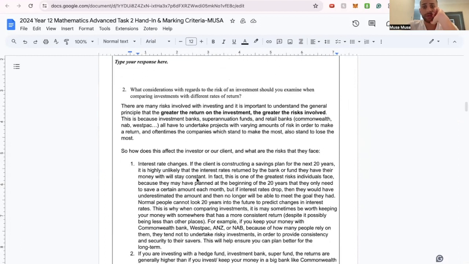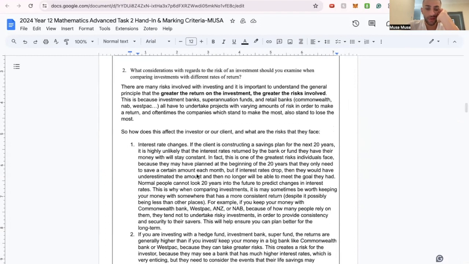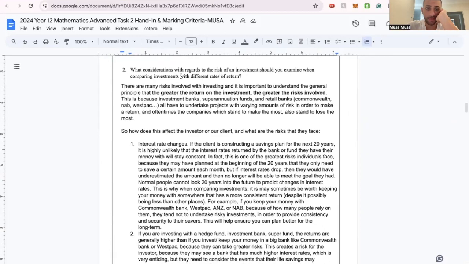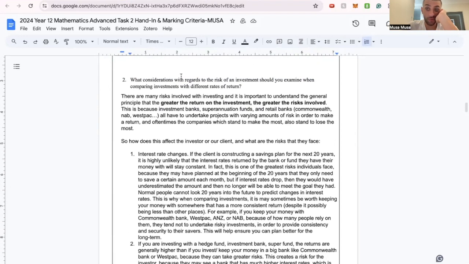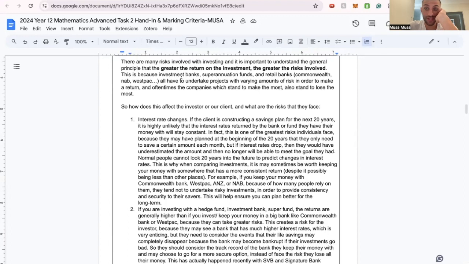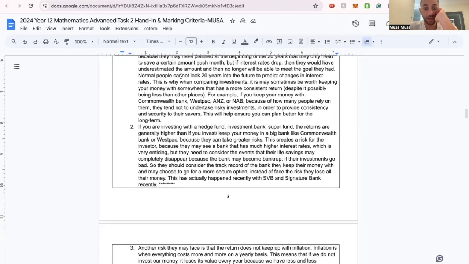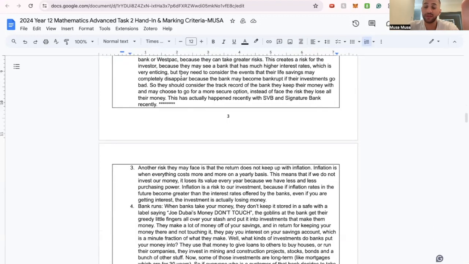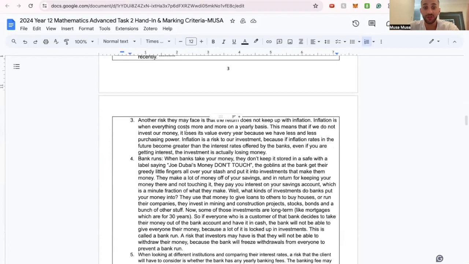In terms of other risks that you could refer to when you're comparing investments with different rates of return, the higher the rate, the more risky it is. The lower the rate, the possibly less risky it is, so the more certain you can be. But also you have to consider the risk that the rate is so low that it doesn't even keep up with inflation. Inflation is when everything costs more and more on a yearly basis.